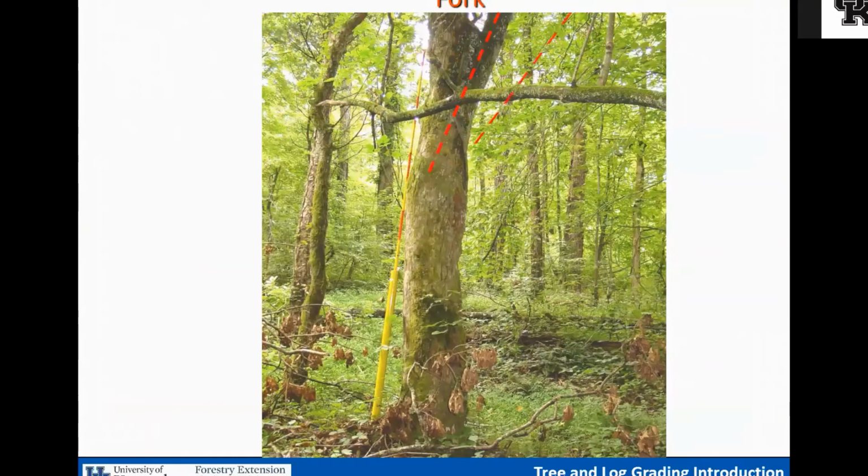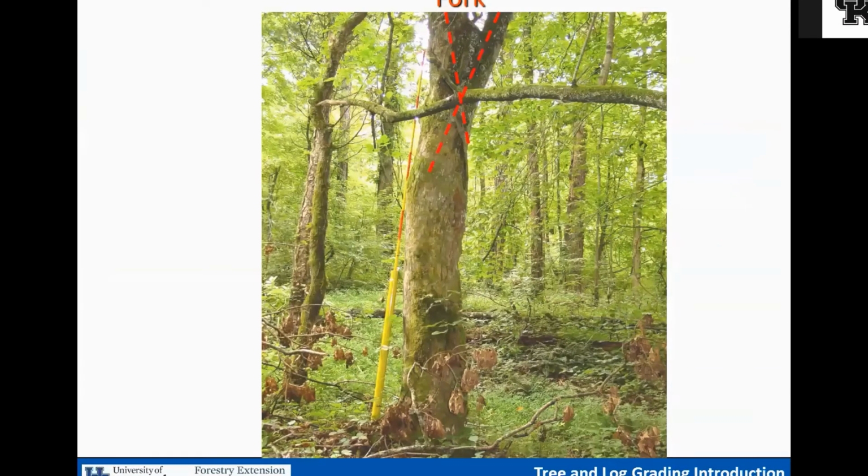And so here we got a demonstration of this fork, and it shows you where the pith is actually going to in this tree. And so pith is that structural center of the log. It's the juvenile wood, the original stem. And so it behaves differently than the rest of the wood. And so it's not a desirable part of the wood to have in anything that you're going to be producing for lumber or any kind of industrial.